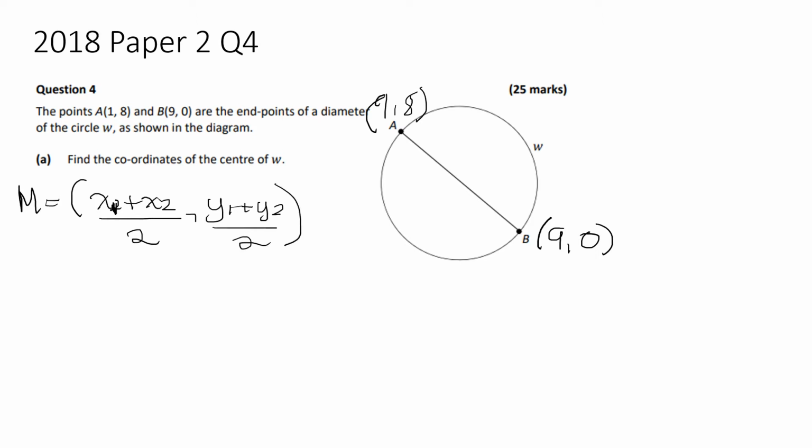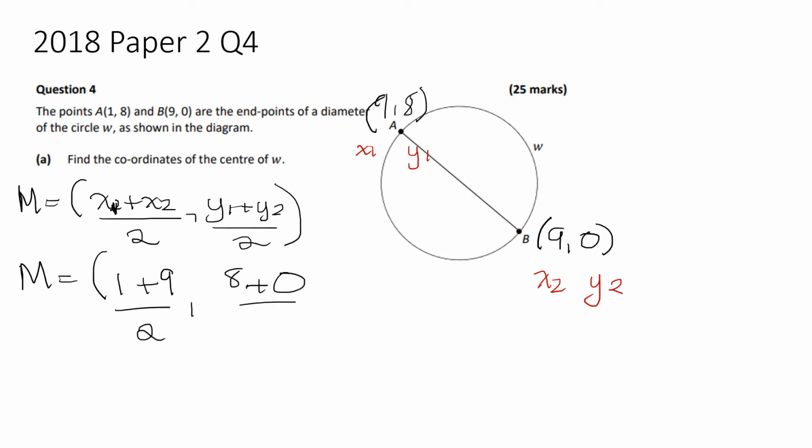Then you just label each of your different coordinates. So you can see that this is x1 and this is y1, and this is x2 and this is y2. All I'm going to do next is sub them into my formula, and I have 1 plus 9 divided by 2, and then 8 plus 0 divided by 2. When you find that midpoint, that is your center.